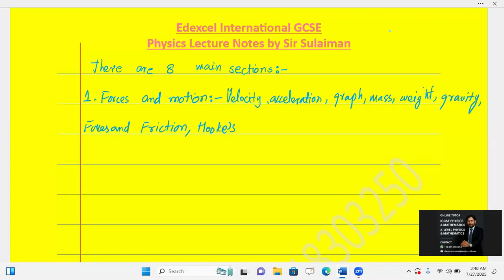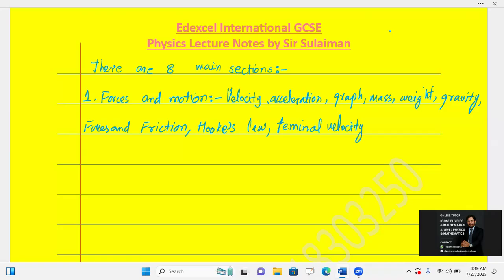Hooke's law basically states that stress and strain are directly proportional to each other within the elastic limit. After that, we will go into detail of terminal velocity, when the drag force and weight become equal.